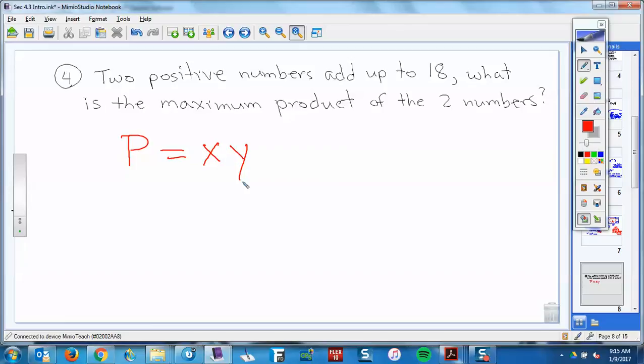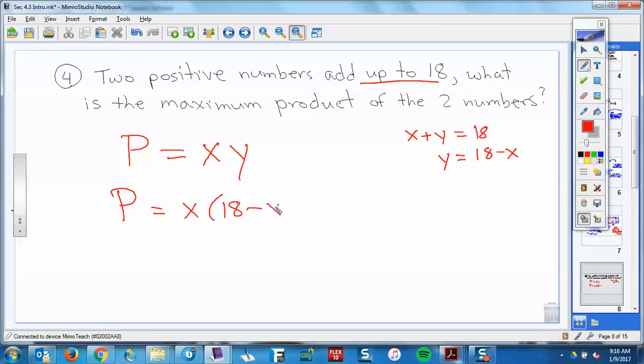Step 2, right? Write an equation for what we're trying to maximize. We're trying to maximize the product of two numbers. So P equals X times Y. Okay. Now step 3 is get that in terms of one variable, with some secondary information. What other information do we know? The two numbers add up to 18. So how can I write that? Yeah, X plus Y equals 18, which means that Y is equal to 18 minus X. So now I can substitute that in over here. I get P equals X times (18 minus X), which is 18X minus X squared. And now I'm off and running, right?